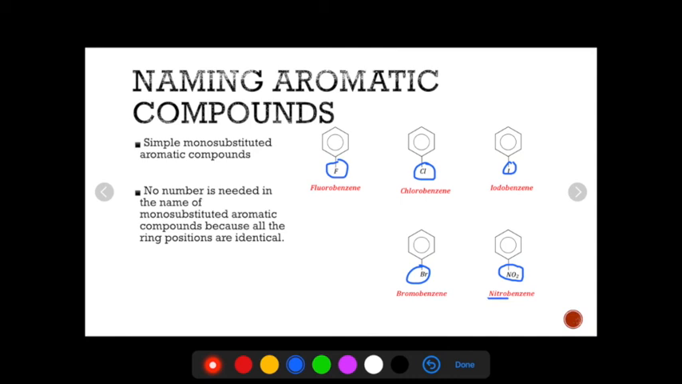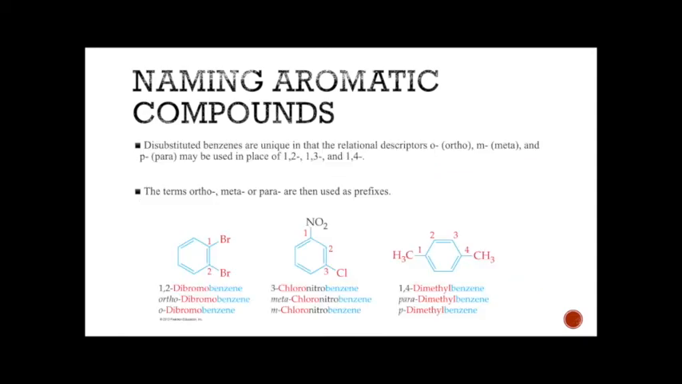Now, when we get multiple substituents, that's when we start adding in the numerical prefixes. So here's an example of that.